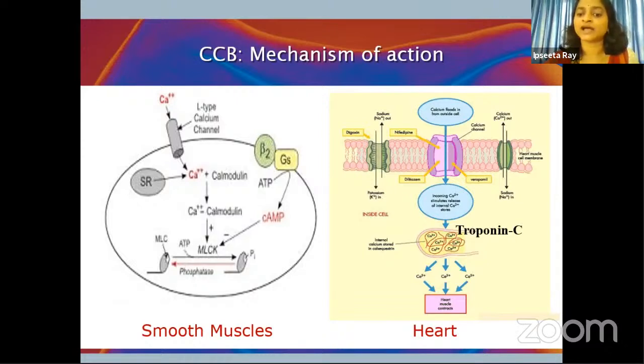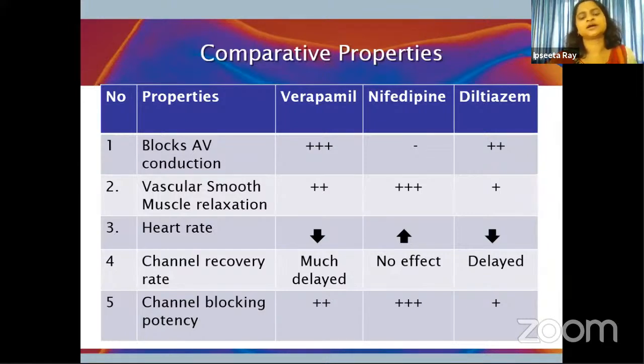So they will reduce the afterload, because of which the oxygen supply is increased. When we talk about the action on the heart, when the calcium channels are blocked in the heart, there is a decrease in the heart rate and the force of contraction, which reduces the oxygen demand.